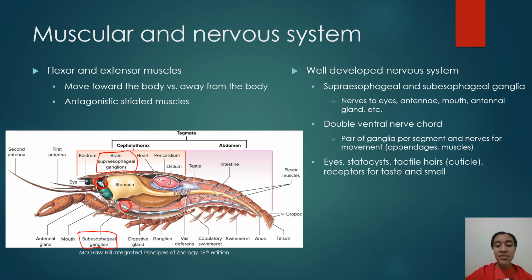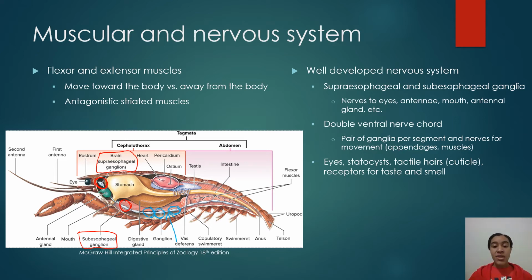And they also have a double ventral nerve cord. In this picture, they're showing you an example of that, kind of that white string, almost like beads, that runs down the ventral side of the crustacean. And this ventral nerve cord provides a pair of ganglia for every segment of the organism. So in this picture, they've drawn them as these bead-looking segments. Those are the ganglia for each segment. And then they also provide nerves for movement to all of these different segments so that each segment can move in sync.